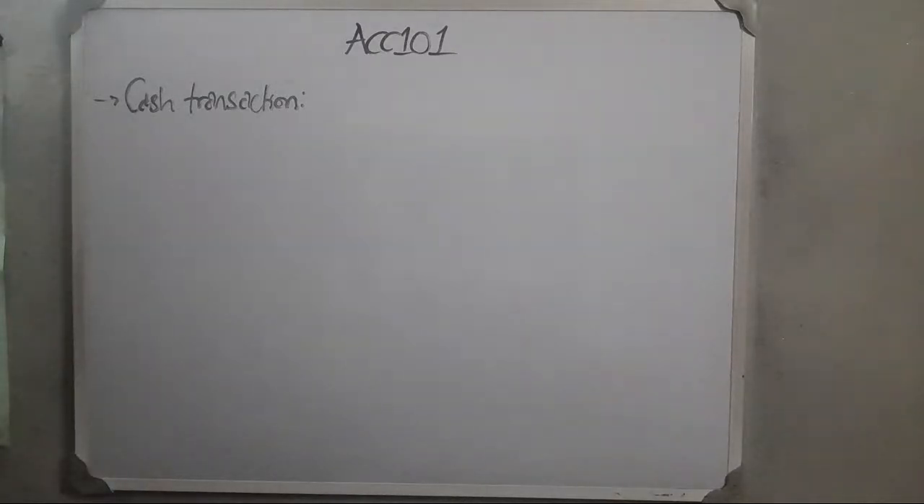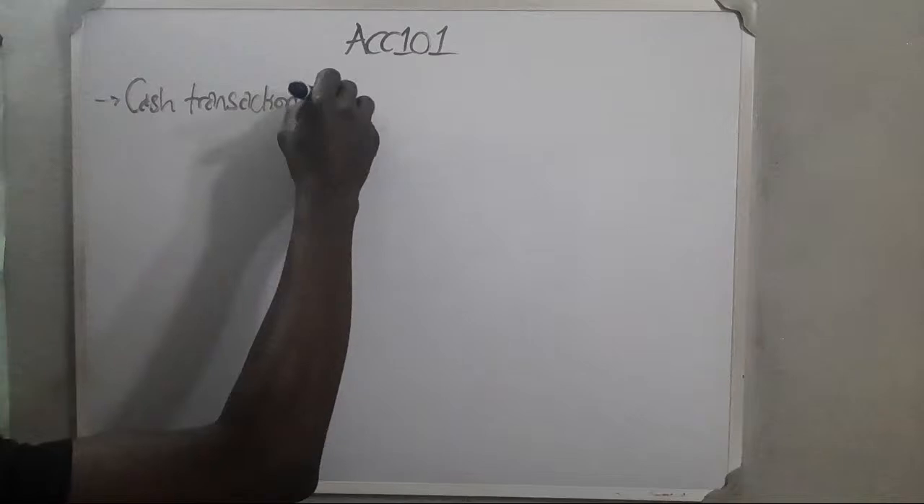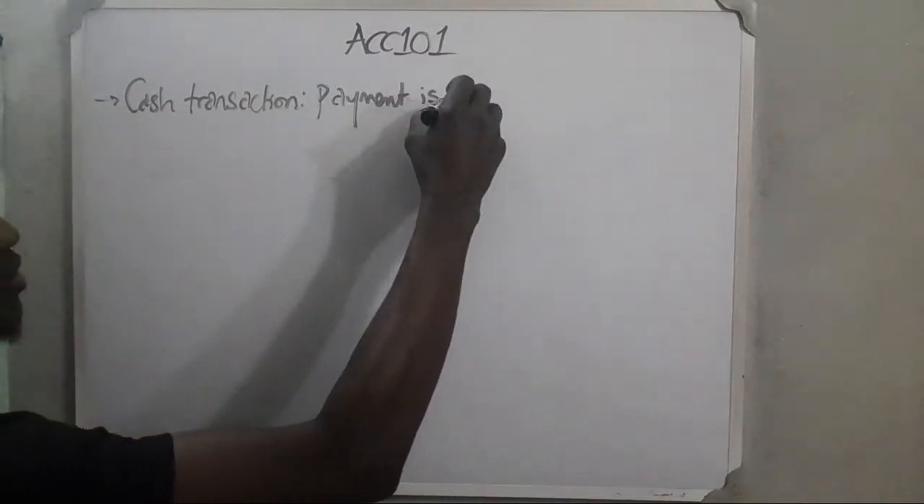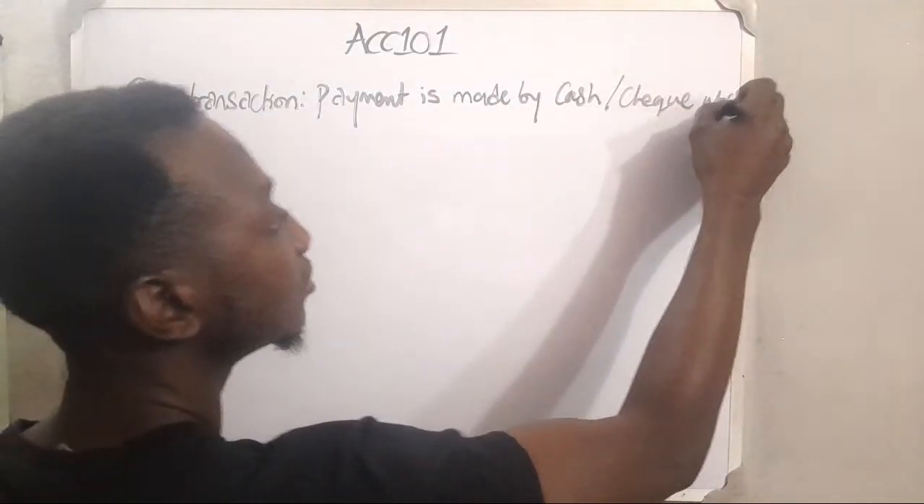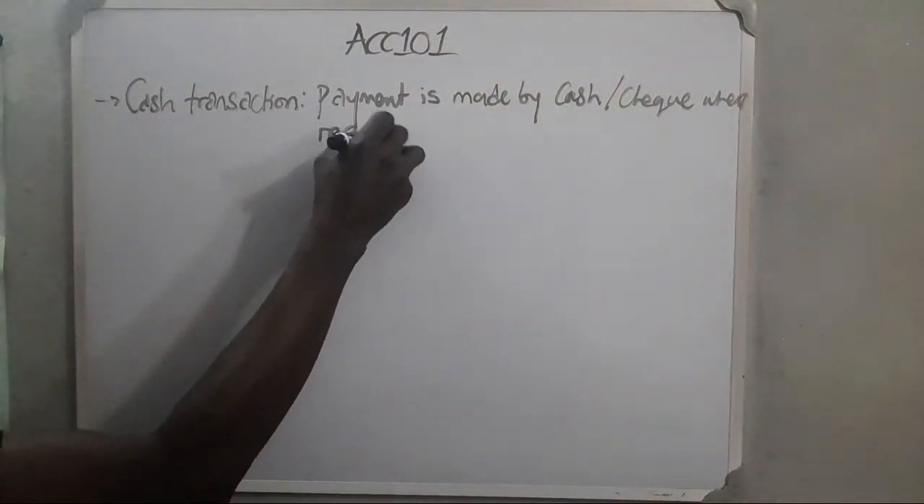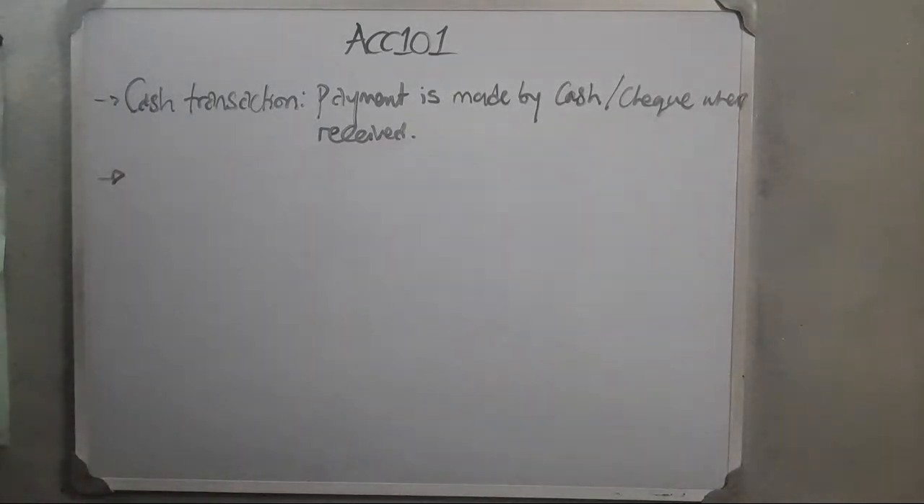Now, we have cash transaction. Cash transaction, what do we talk about? That will mean that this is a transaction whereby payment for goods and services is made by cash or check when received. So we have that as that.